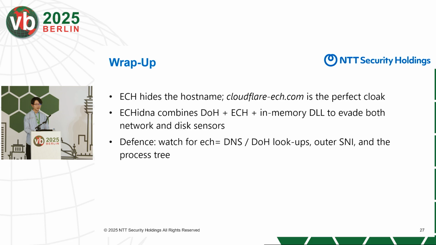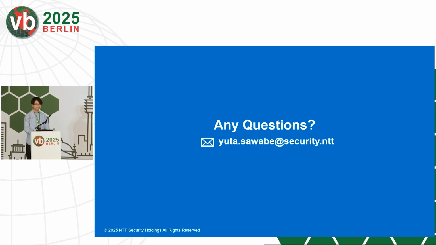Third, each layer still leaves a clue. If we link an ECH-bearing DNS response, a TLS handshake whose outer SNI is cloudflare-ech.com, and the host chain Explorer, PowerShell, rundll32, we get a strong, low false positive alert. That's our take on ECH-based C2.